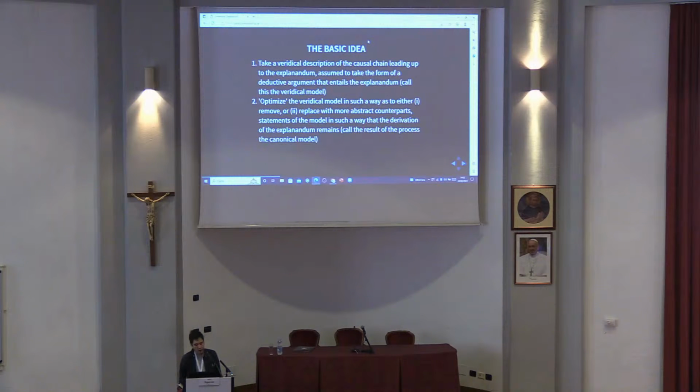And then we're going to do this process of optimizing the veridical model in such a way that we either remove or replace with more abstract counterparts statements of the model in such a way that the derivation of the explanandum remains. I'm going to call this the canonical model. This all sounds quite abstract. Let's just see it in action with a toy example.